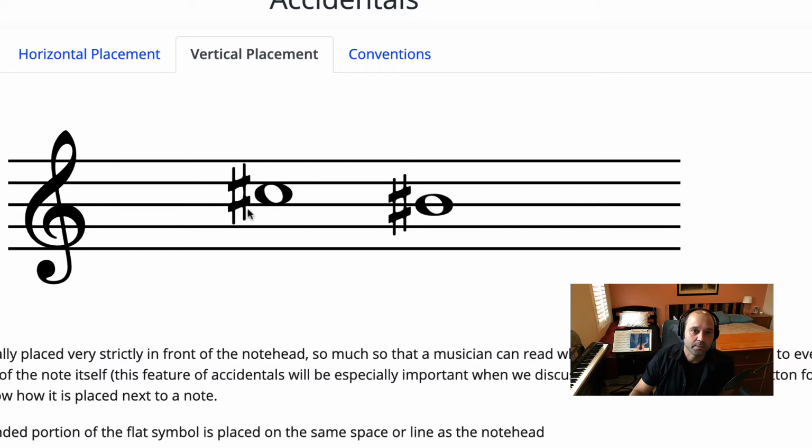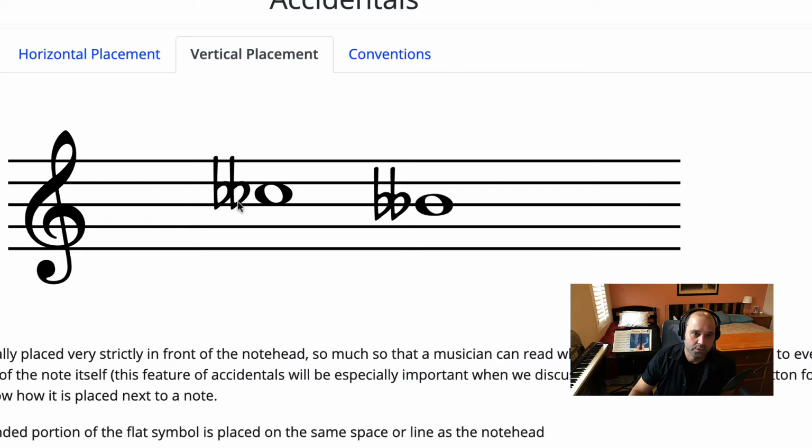For the sharp, it's the central rectangular area that lines up. So you'll notice note head on the space, box on the space. Note head on the line, box immediately on the line. For the natural, it's also the boxy section of the natural that will line up with the note head. For double flat, it works just like a regular flat.